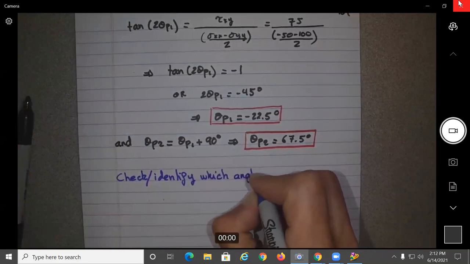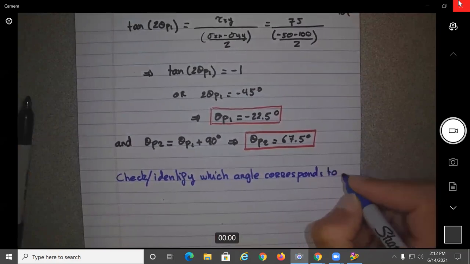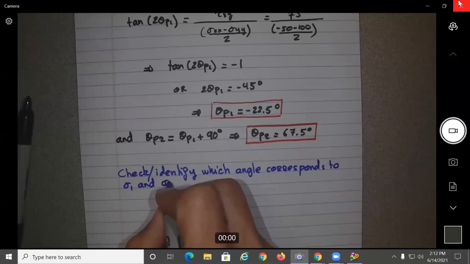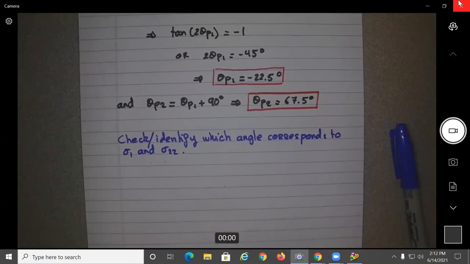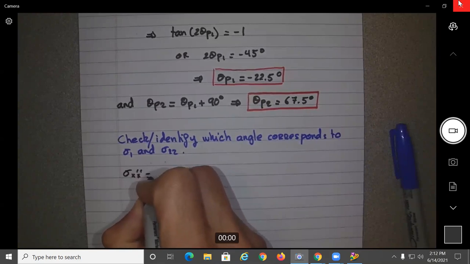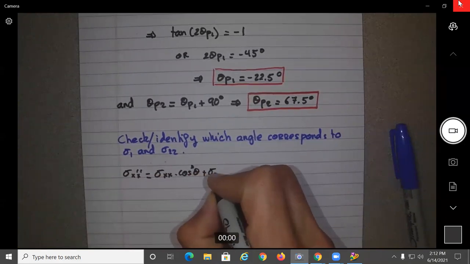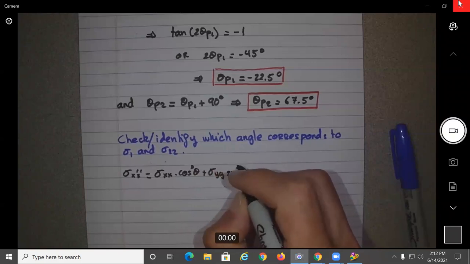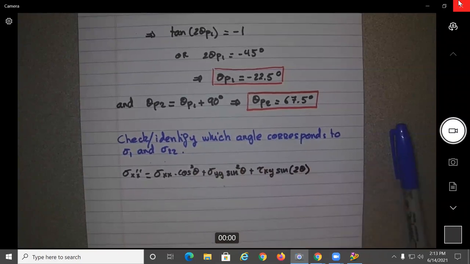Which angle corresponds to sigma one and sigma two? So let's see. Okay, so which way do you do that? You take the equation for sigma x prime, the one we had initially: sigma xx cosine square theta plus sigma yy sine square theta plus tau xy sine 2 theta. So this is the original equation.